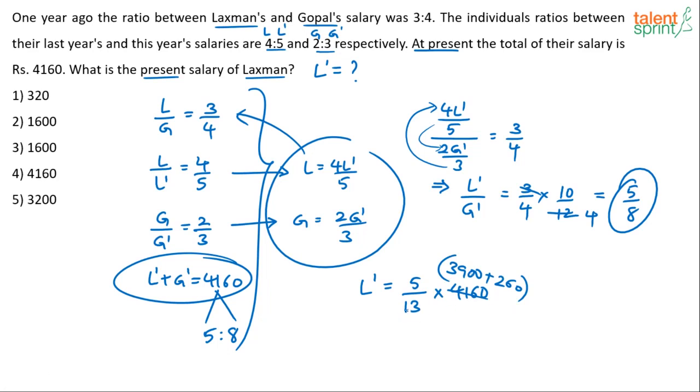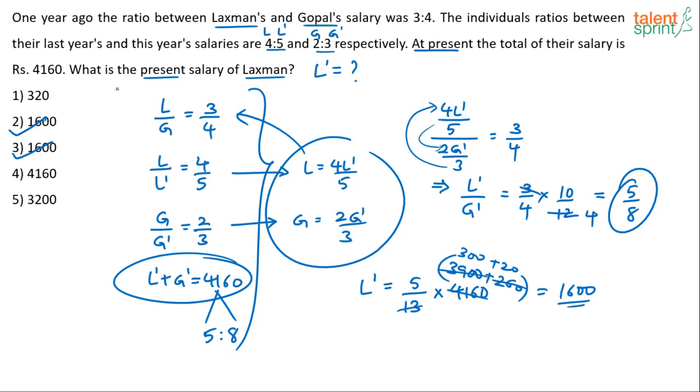So now 3,900 by 13 is 300 times. 260 by 13 is 20 times. So we have 300 plus 20, 320. 320 multiplied by 5, which is 1,600. So your answer here has to be 1,600. Anyway, I think there's a printing error here. We've got two options as 1,600, but you know 1,600 is the answer. Option 2 or option 3, 1,600 is the answer.